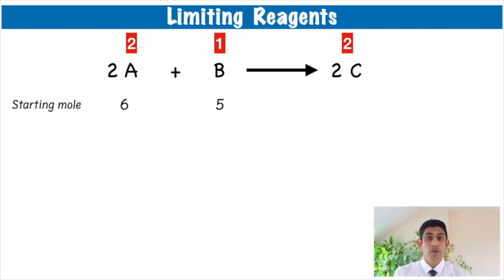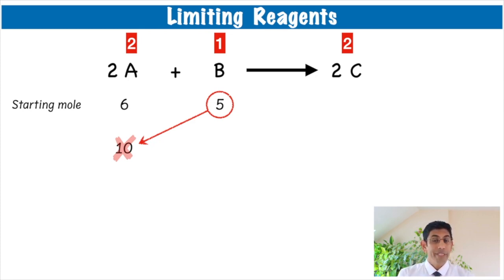If you're going to react all the 5 moles of B, we need 10 moles of A, because if you look at the ratio, for every 1 mole of B, we need 2 moles of A. It's 1:2. So if you're going to react the B completely, all the 5 moles of B, we need 10 moles of A. Do we have 10 moles of A? No, we don't. So this is not going to work because the moles of A we have is just 6 moles. So let's look at it the other way around.